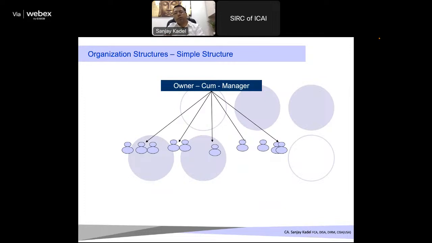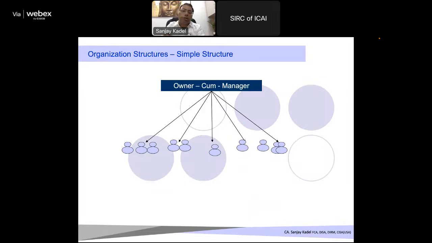What will happen? Is there a scope of growth in this particular type of organization structure? No. So some disadvantages are definitely there in this structure because they cannot scale up. There will be a lot of pressure on the owner cum manager, and the quality of their work may not be also to the highest standards.